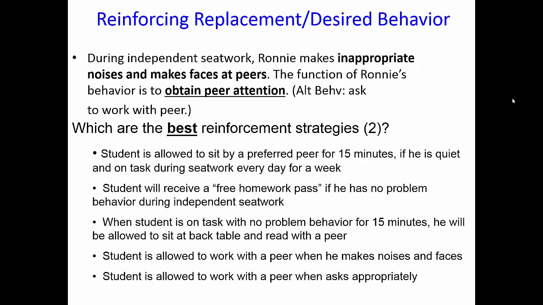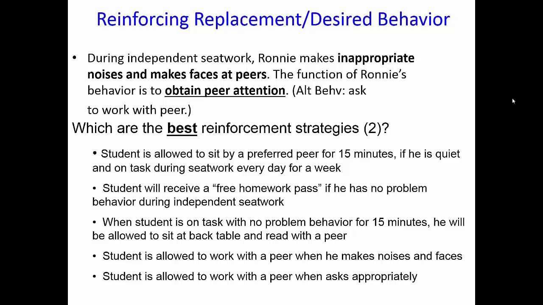Let's look at another example here. So during independent seat work, Ronnie, he makes inappropriate noises and faces at peers. The function of his behavior is to get peer attention. We've been teaching him to ask. His alternate behavior, replacement behavior, is to ask to work with a peer. So again, we're going to choose two of the best reinforcement strategies. Hopefully you remember your rules.